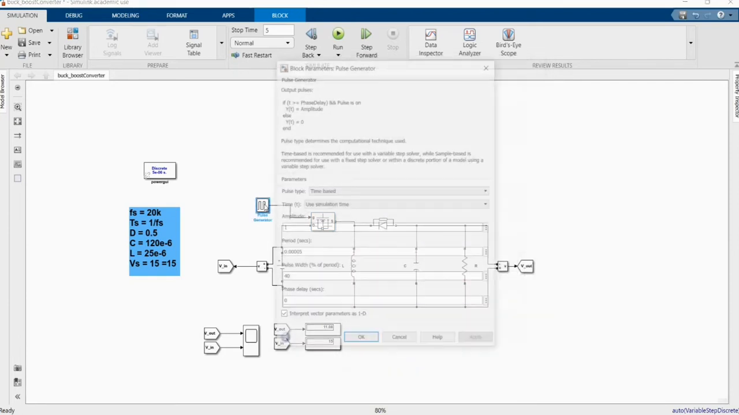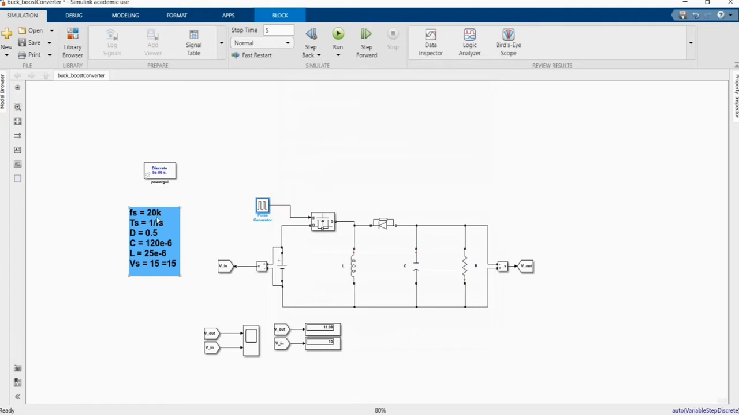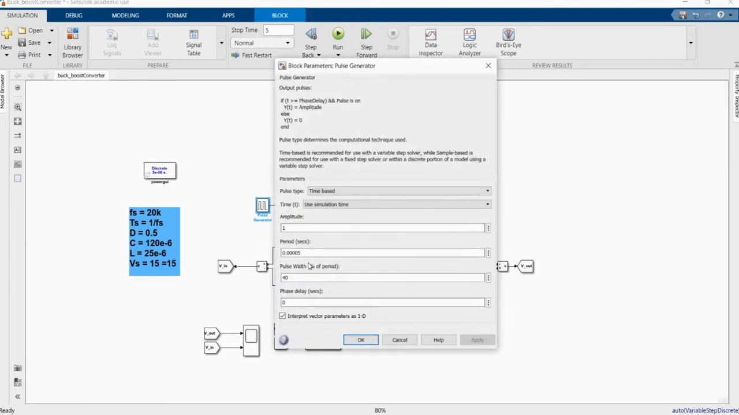And now here we have our pulse generator, the one that controls the DC-DC converter. We have amplitude. We have period in second. The value of period in second is calculated using switching frequency. In this case, we use switching frequency of 20,000. Then the period will be 1 over 20,000, which is 5 times 10 to the power minus 5, which we get here.